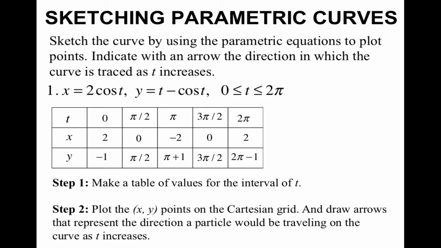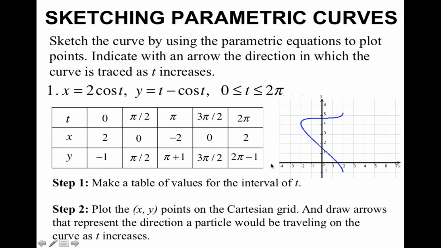Now for step 2, you are going to plot the x comma y points on the Cartesian grid, like we normally do. So you're going to plot 2 comma negative 1 and so on. Then you're going to draw arrows that represent the direction a particle would be traveling on the curve as t increases. It would probably be easiest to plot these points if you translated them into decimals, which is totally fine. So after plotting each x comma y point, I get a curve that looks like this.